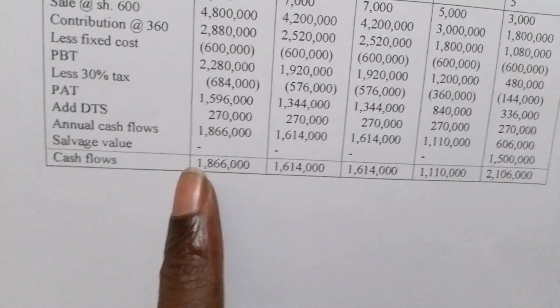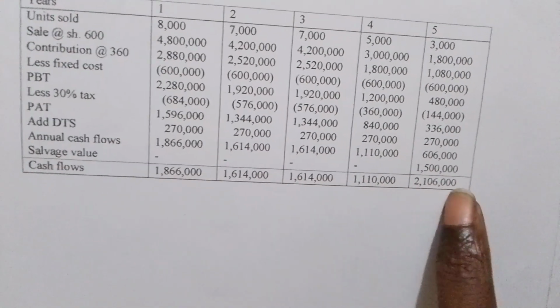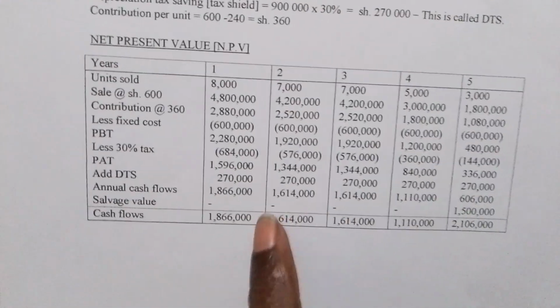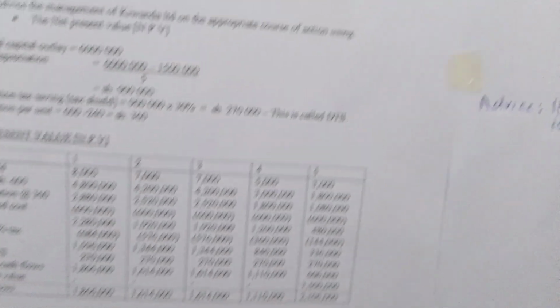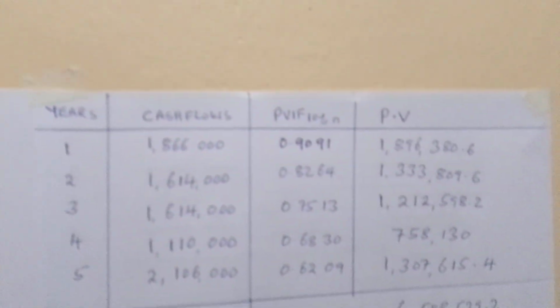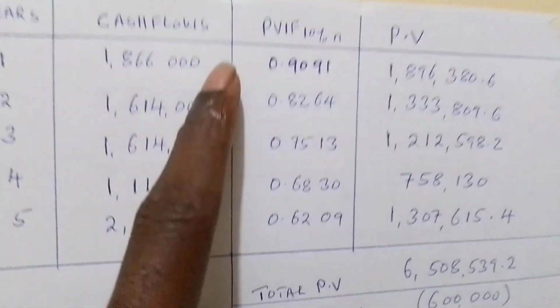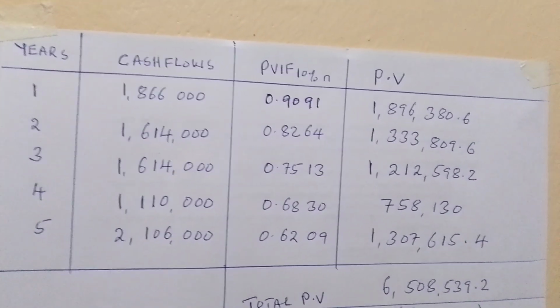These cash flows here are the cash flows whose present values we want to look at. We sum up their present values and less the initial capital outlay. So these are our cash flows, as we have calculated them.